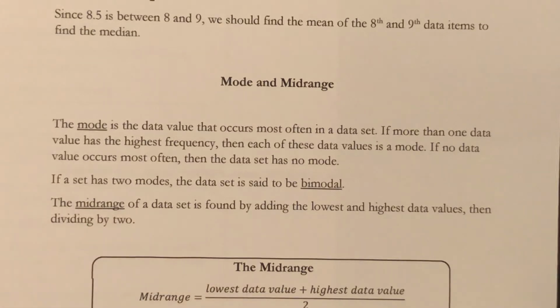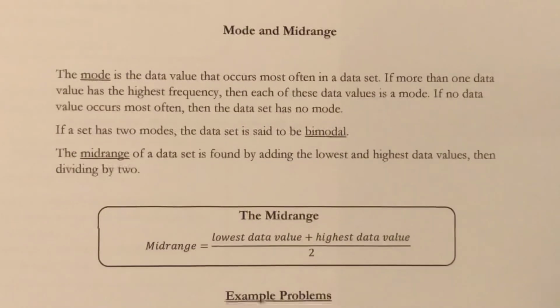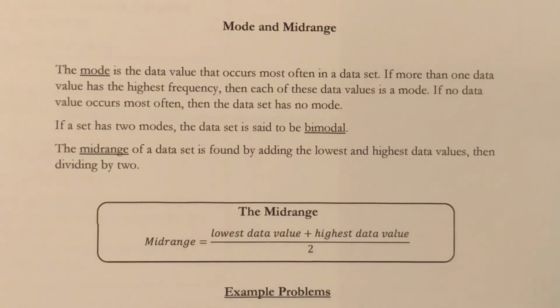Mid-range of a data set is found by adding the lowest and the highest data values and then dividing by two. So you take the largest and the smallest and you find the mean. It's kind of like finding the mean, except we don't worry about any of those middle numbers that are getting in the way. All of these can give us a basic idea of what is in the middle.